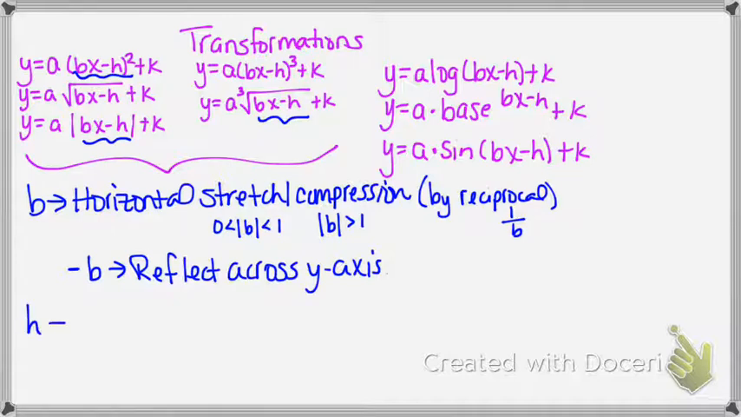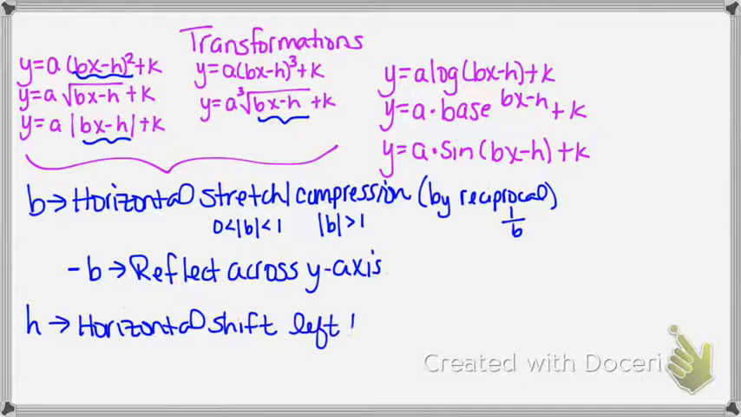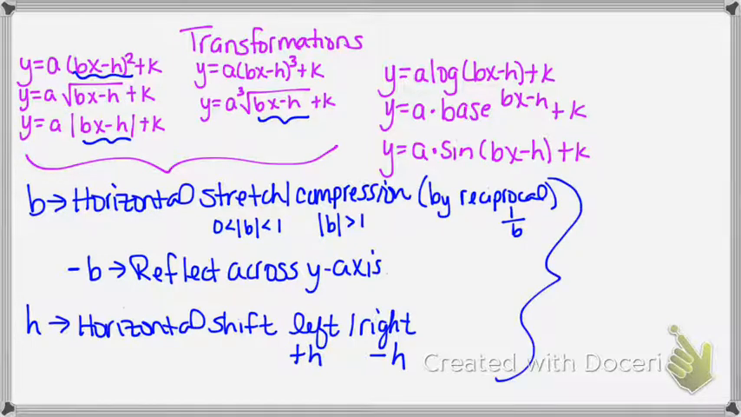And then we have our h. h is inside with x, so it's horizontal. It's being added or subtracted, so it's going to be a shift. Horizontal shifts go left or right. But remember, x is always going to do the opposite. It's going to rebel. So if it's a minus h, it's going to actually go to the right. And if it's a plus h, it's actually going to go to the left. Now, because these are both horizontal, that means it's going to affect my x value.